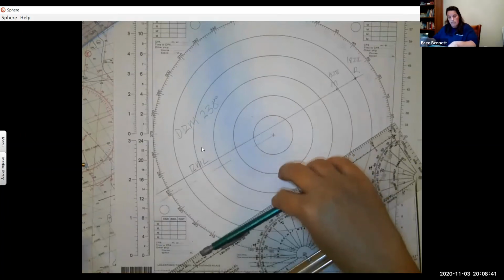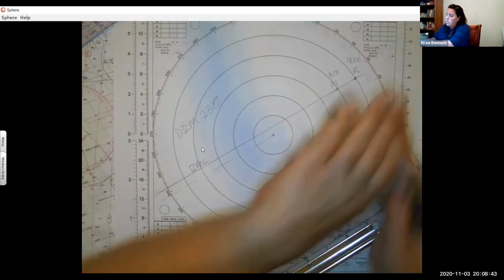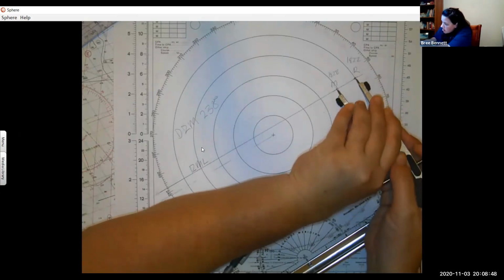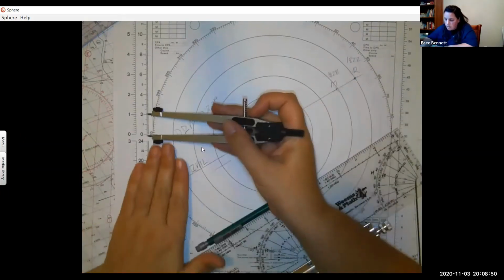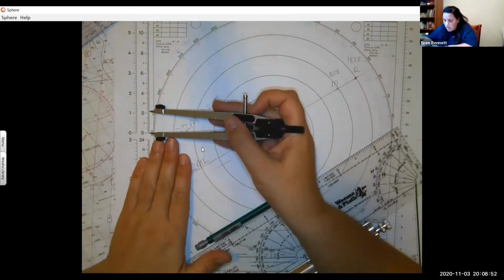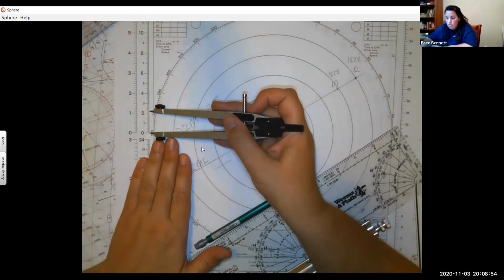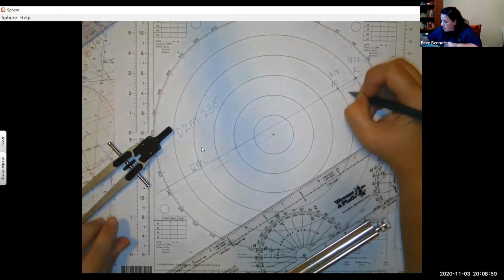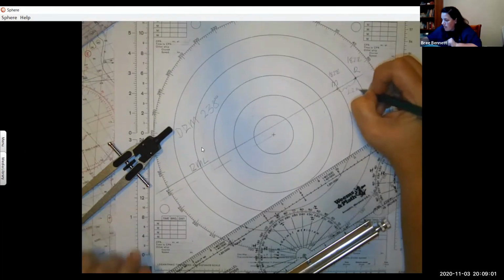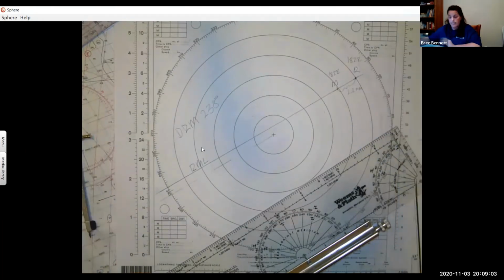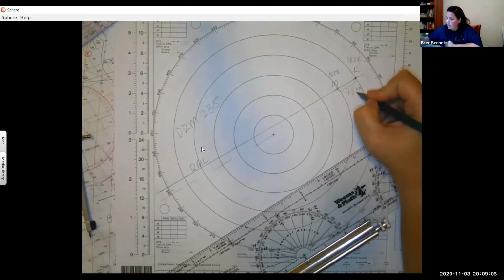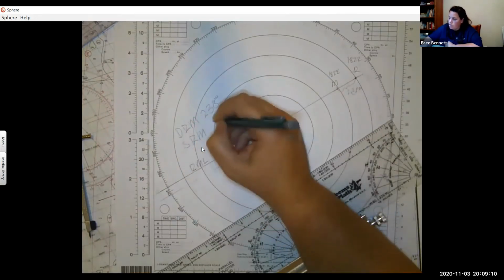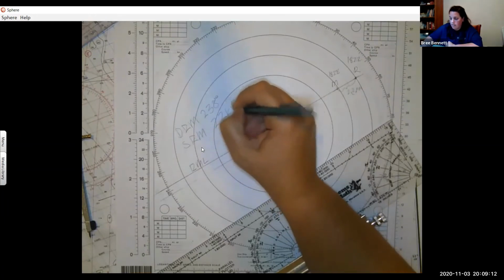Our speed of relative motion is going to be 2.2. So my distance here is 2.2 nautical miles. We know it's 6 minutes, so we move that over and we call our speed of relative motion 22 knots.